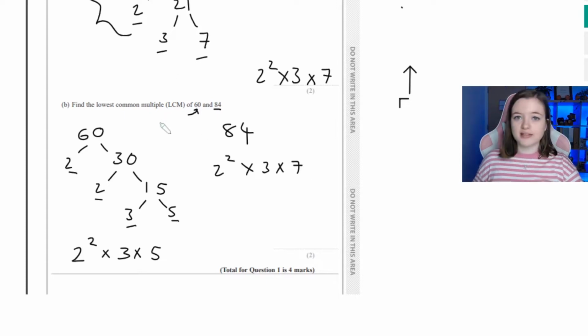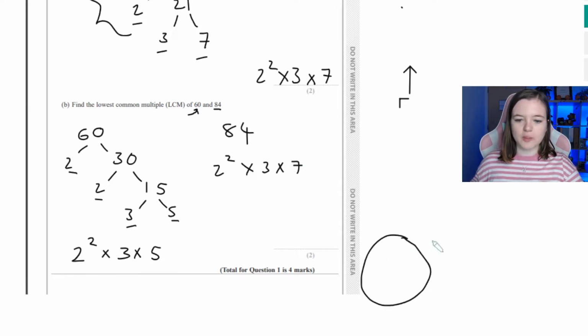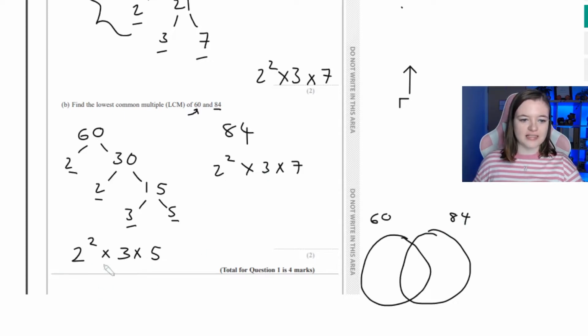And then for both LCM and HCF, so lowest common multiple, highest common factor, we need a Venn diagram, which is one of these diagrams here, the circly ones with the bit in the middle. So we need one of those. Always for HCF and LCM, we're going to put 60 in one of the circles, 84 in the other. And then we need to look and see, okay, what are the common factors in both 60 and 84? So 2 shows up twice.